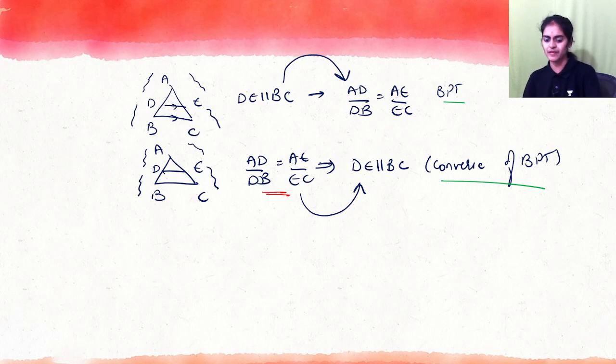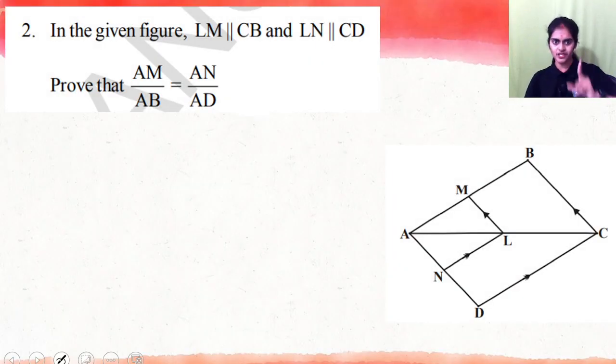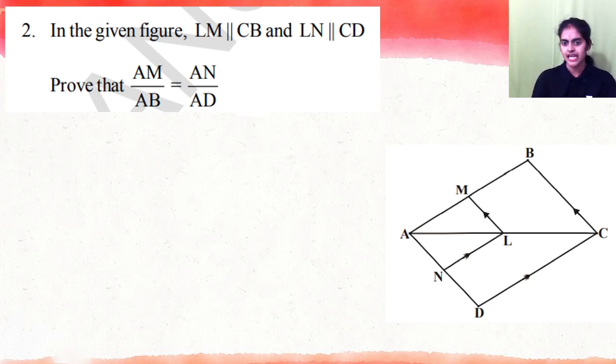Okay, I'm not going to explain the remaining questions to you, because the first question I already explained. Just a recap of what we have done. Now see the second question. In the given figure, LM is parallel to BC, LN is parallel to CD. Prove that AM by AB equals AN by AD.